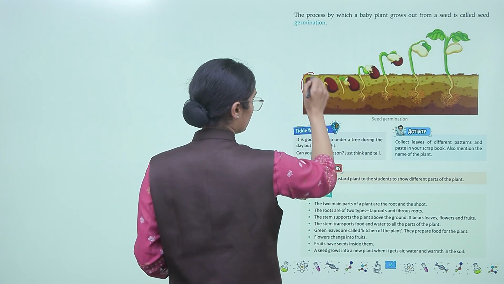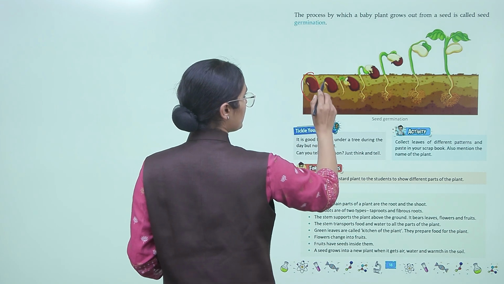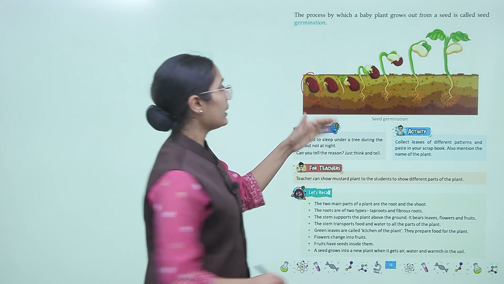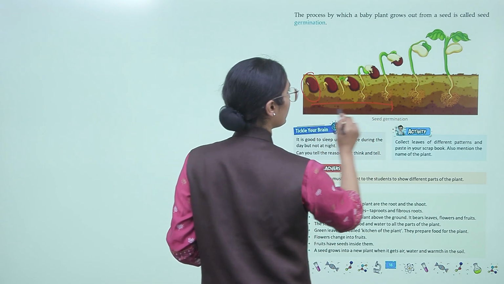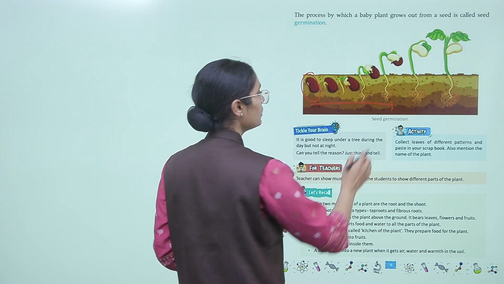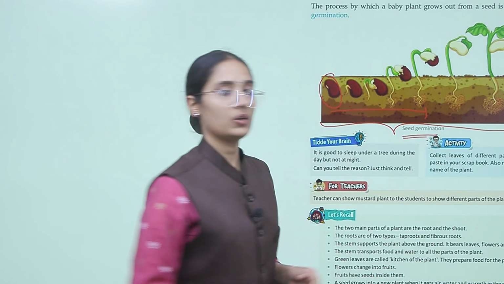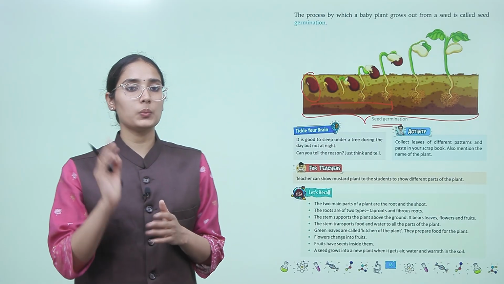So this baby plant, when the seed comes out and becomes this baby plant, right? This part is called seed germination.